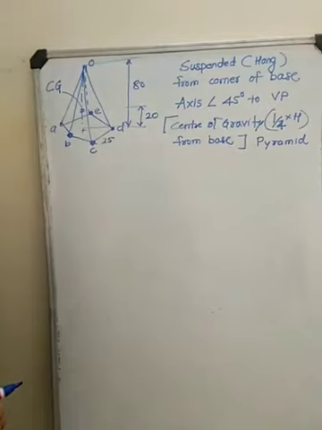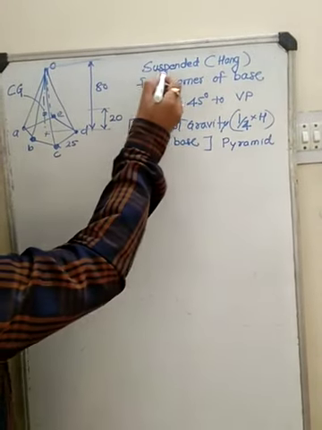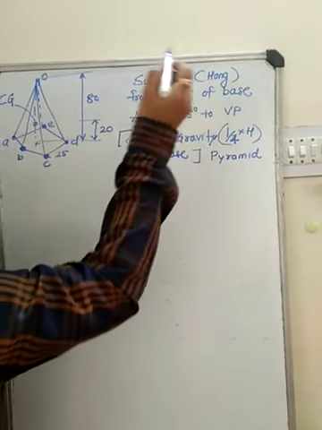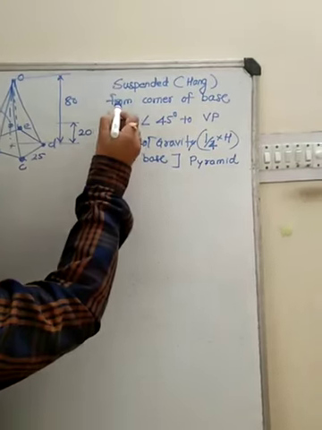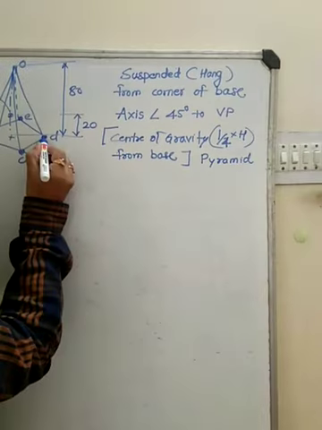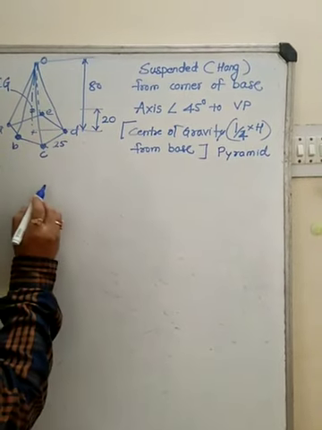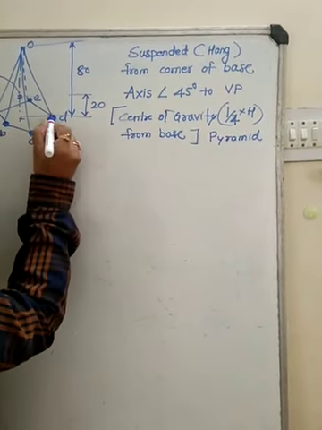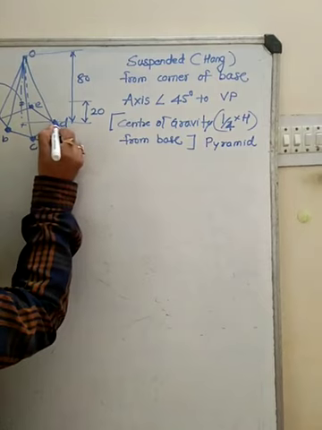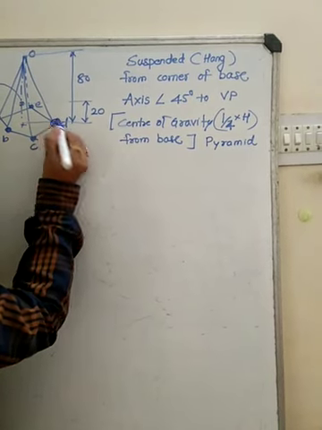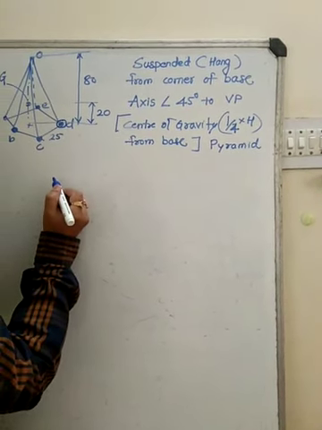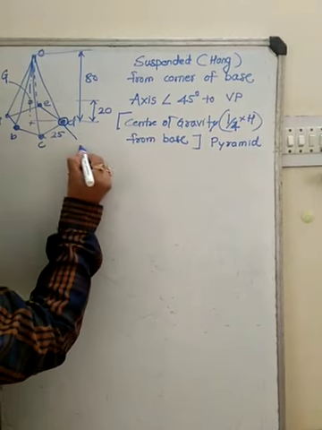Now what is given in that? It is suspended. Suspended means hanging from a corner of its base. A, B, C, D, E, these are the 5 corners. You can choose any corner, so I choose corner D. This is the holding point, or corner of the base.